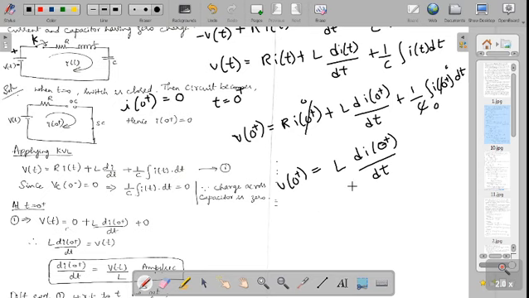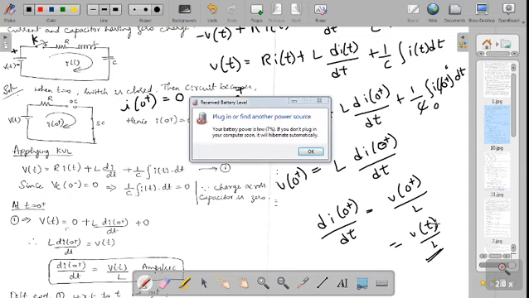So what we need to find out is the derivative of I of 0 plus divided by dt. This is the variable which we are trying to find out. It will be V of 0 plus divided by L. You can also write this as V of t divided by L. So this is the required thing, and its unit is amperes per second.